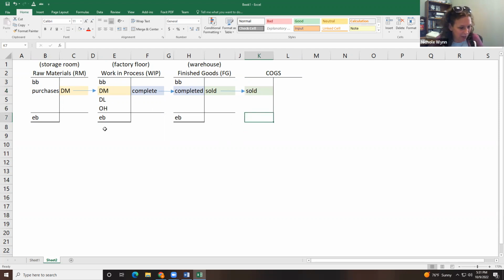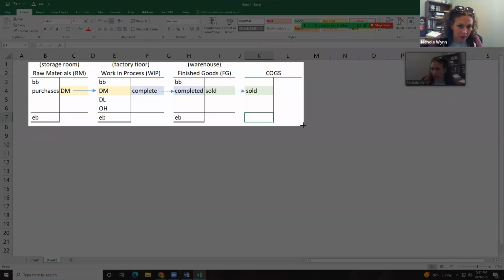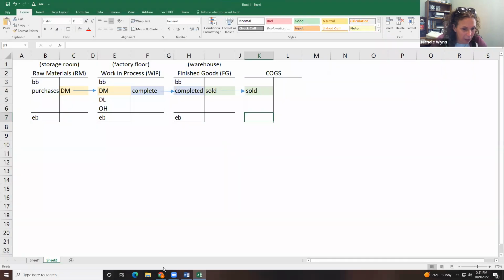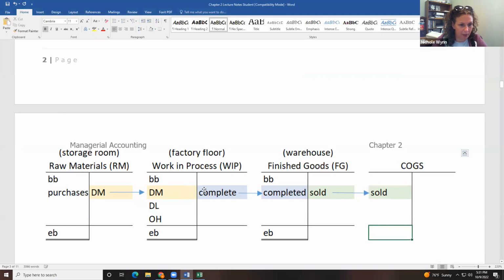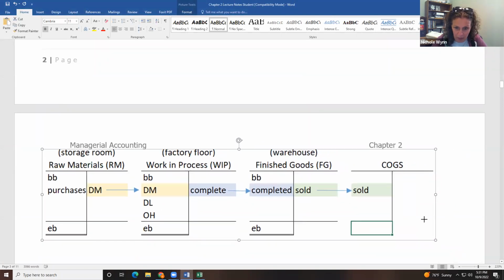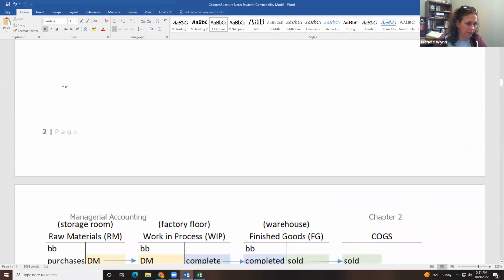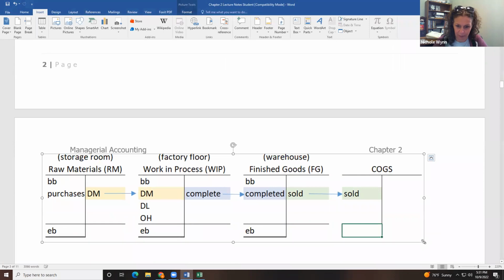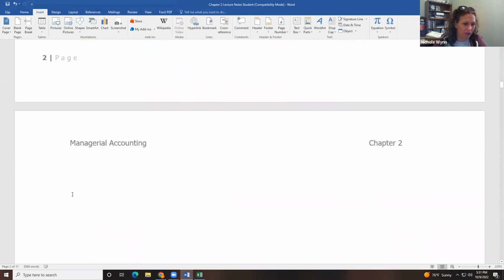All right, so let's take this and make a picture. We'll come over here and put that picture right here. We'll make this as little as we can. Okay, so that is our product cost flow. The costs go from raw material into WIP, into finished goods, and then into COGS.